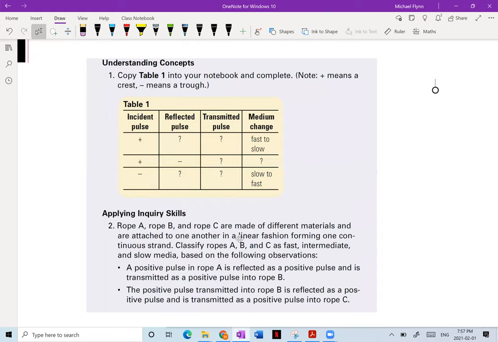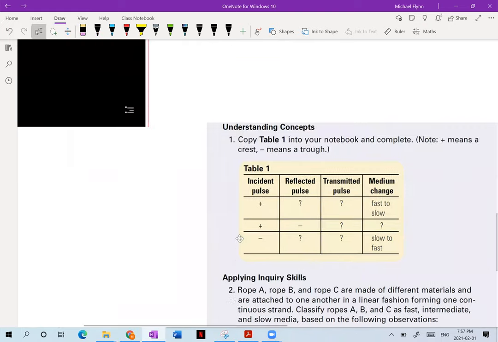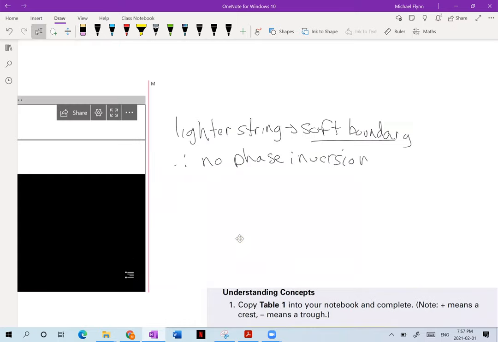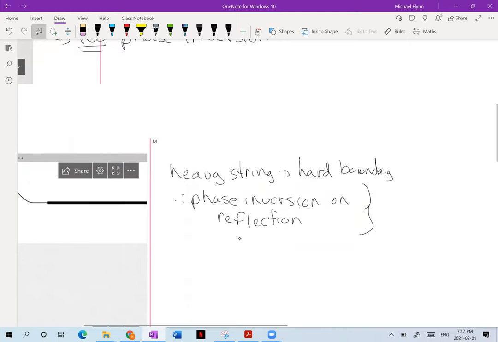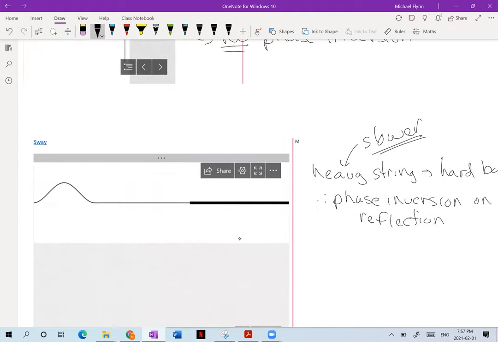Now, by the way, when it's more dense, when you're hitting a heavy string, heavy is slower. Notice how the wave moves much slower in the darker and heavier string. Here comes the incident wave, and the transmitted wave is actually moving quite a bit slower than it is in the incident lighter string.